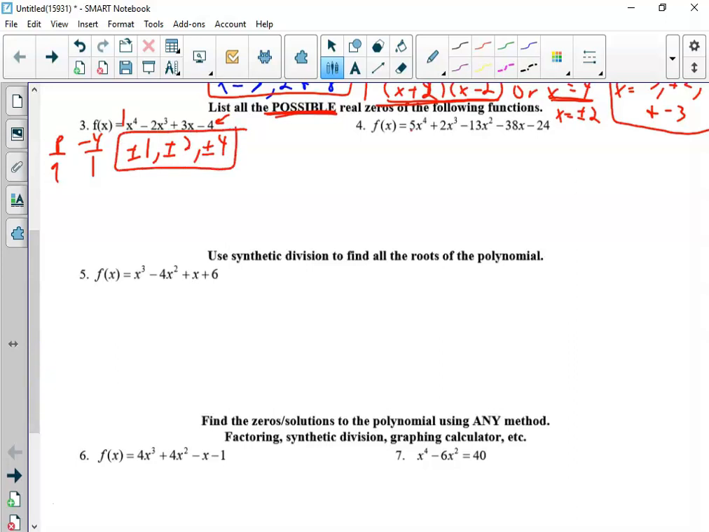But here at number 5, it's 1 times 5. So I have to put all of my factors of 24 over 1 and 5. So this is a few more. Plus or minus 1, 2, 3, 4, plus or minus 6, 8, 12, and finally 24. Now I have to go back and do all of those again over 5.